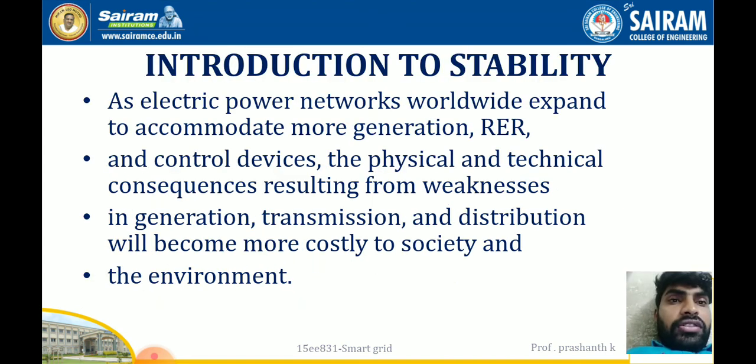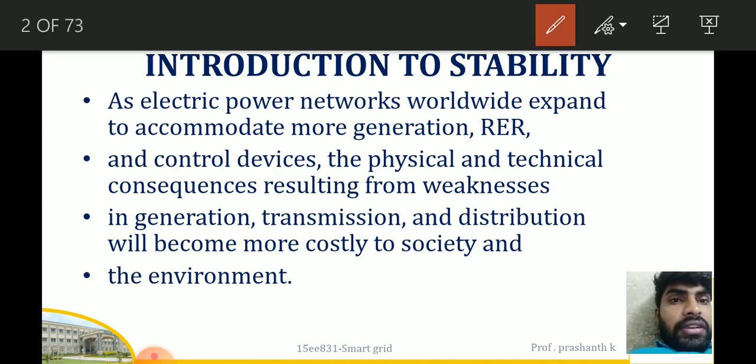So we have the introduction part of stability, the ability to keep the system stable. As electric power networks worldwide expand to accommodate more generation. See, the smart grid system is basically for the highest power production, I mean implementing the power supply system into electric power networks worldwide. If you implement a smart grid into the present grid, it accommodates more generation, because at present everything is a manual operation, right? If you implement a smart grid, definitely it's automatic, digitalized, and sensor based.